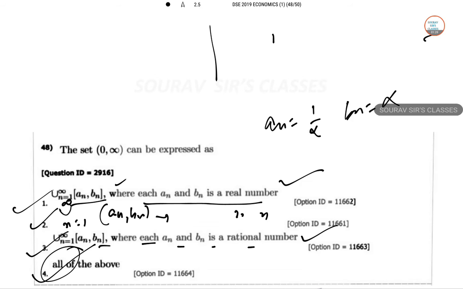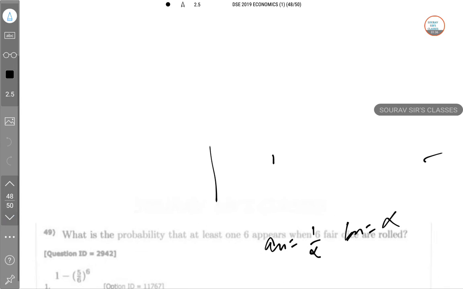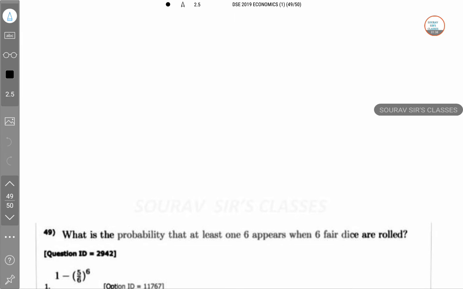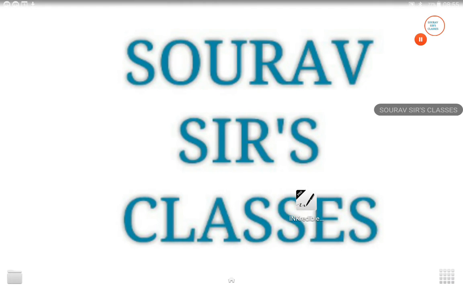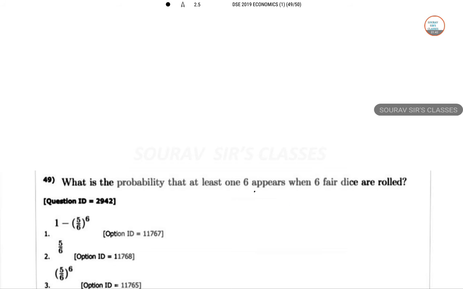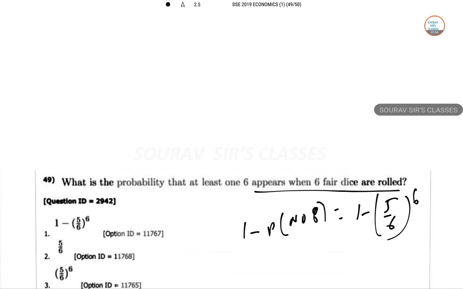Now time for 49. What is the probability that at least 6 appears when 6 fair dice are rolled? Okay, so this is equal to 1 minus probability of no 6. So 1 minus 5 by 6 to the power 6. So the answer to this question is this.